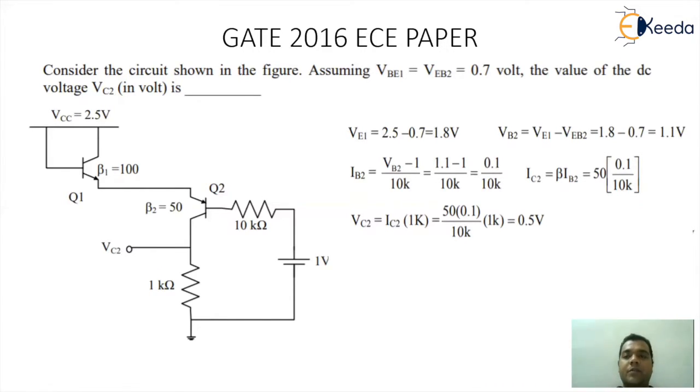And simple logic, IC2 is beta times IB2. The beta for the second transistor is given as 50, so you multiply it by 50 and you'll get the value of IC2. Now, when I go for VC2, it will be IC2 into the value of RC. So the IC value is 50 into 0.1 divided by 10K, into the resistance value, which is 1K. Solving this, you will get the value of VC2 as 0.5 volt. So this is how you solve and get the value of VC2, which is a terminal voltage, and the answer is 0.5 volt.